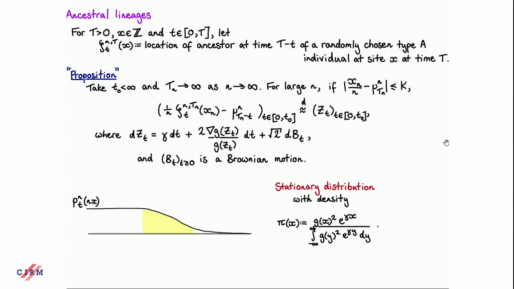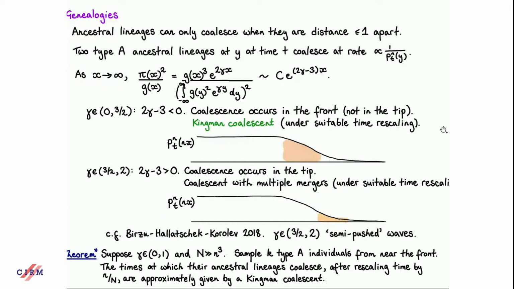Now what we want to do is take multiple type capital A individuals and trace their ancestry backwards in time, and get the coalescent process, where ancestral lineages merge when they have a common ancestor. Because of the way that our model is defined, ancestral lineages can only coalesce when they're distance at most 1 apart. That's because they can only coalesce when one is the offspring of the other in a reproduction event. So when we do our space scaling of 1 over n, ancestral lineages have to be extremely close to each other to coalesce.